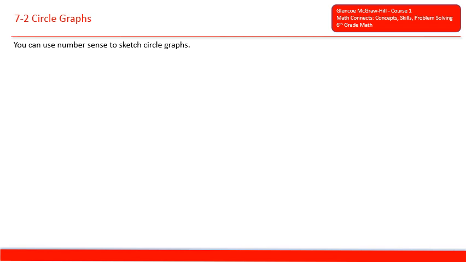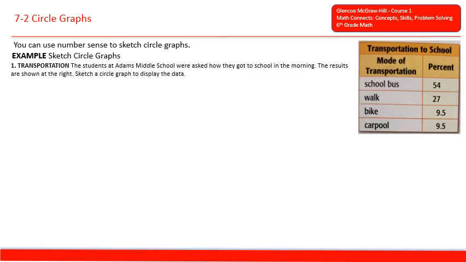You can use number sense to sketch the circle graphs. So the examples, we're going to sketch a circle graph. Transportation. The students at Adams Middle School were asked how they got to school in the morning. The results are shown at the right. Sketch a circle graph to display the data. So 54% by school bus, 27% walk, 9.5% bike, and 9.5% carpool.